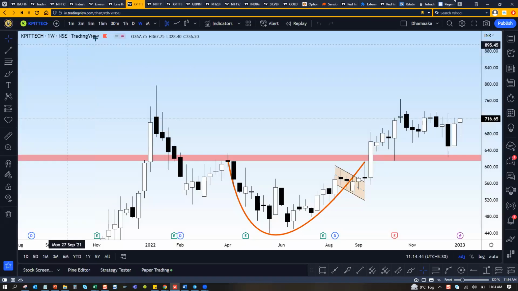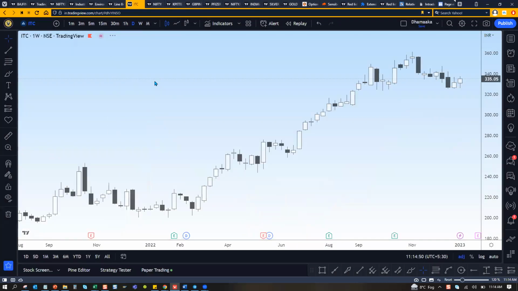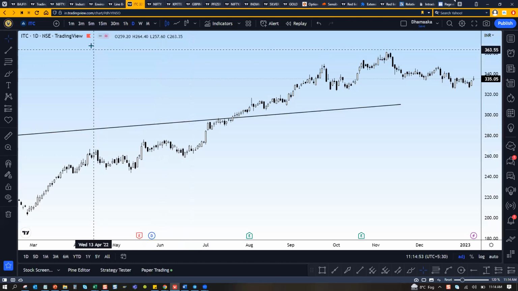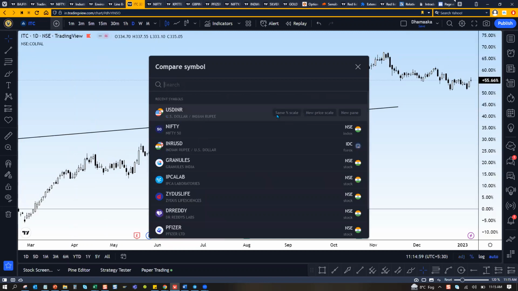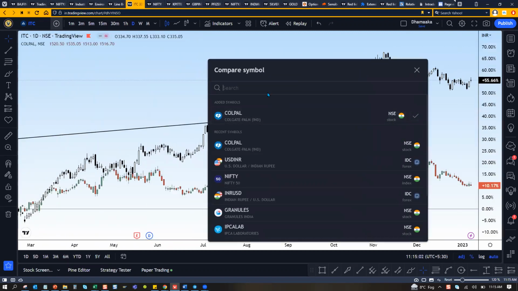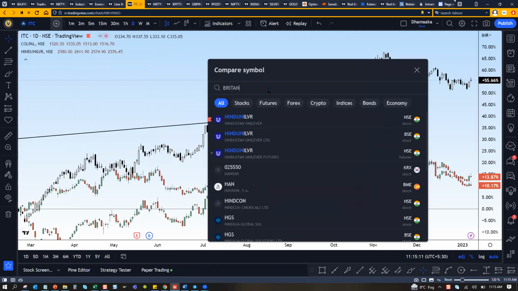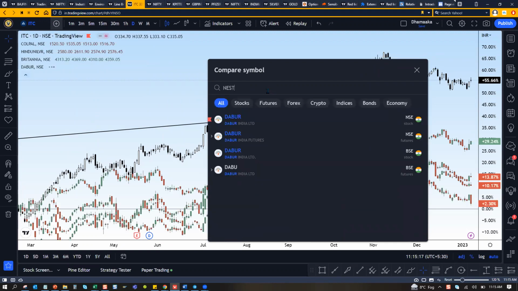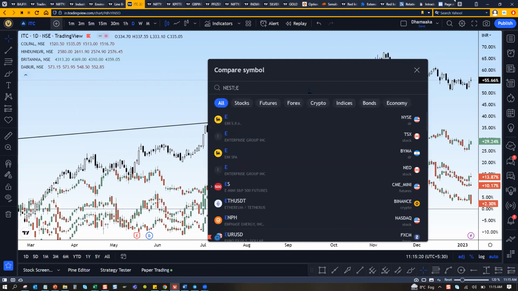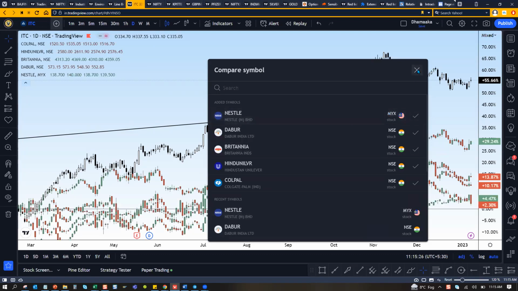Let's say this one. I just explained this yesterday as well, just how to do comparison. Let's say we have ITC. You add Colgate, Hindustan Unilever. And now here it is coming. Maybe some setting I have changed or something. Hindustan Unilever, Britannia, Dabur, Nestle, ITC. Yeah, we have the ITC chart. Nestle. Okay, let's say these are good.